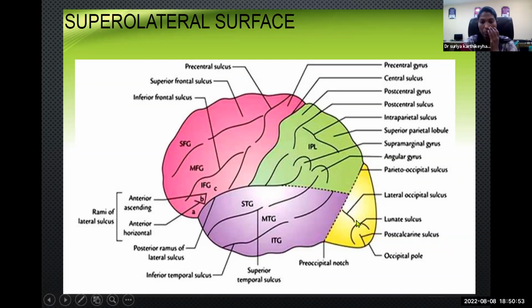Moving on to the occipital lobe, we have the parieto-occipital sulcus here. Other important sulci are the lunate sulcus, the calcarine sulcus, and the lateral occipital sulcus. The pole is the occipital pole. Moving on to the temporal lobe, we have two important sulci, like the frontal lobe, where we had the superior frontal and inferior frontal sulcus. In the same way, in the temporal lobe there is a superior temporal sulcus and an inferior temporal sulcus, which divide the temporal lobe into three gyri: superior temporal gyrus, middle temporal gyrus, and inferior temporal gyrus. Just like the frontal lobe, where we had the superior, middle and inferior frontal gyrus.